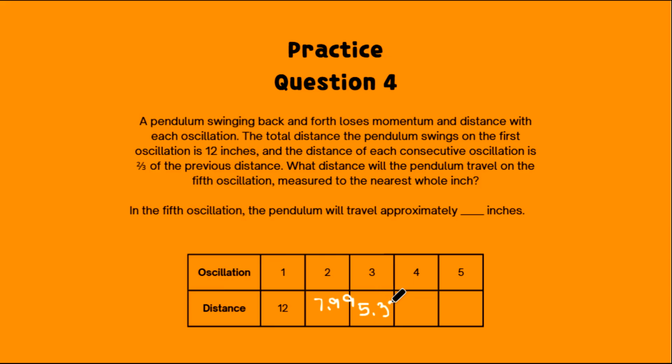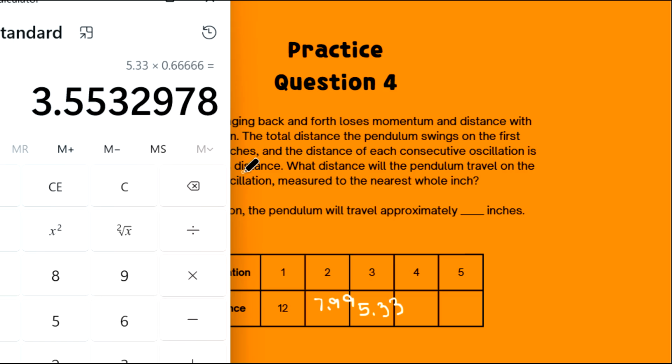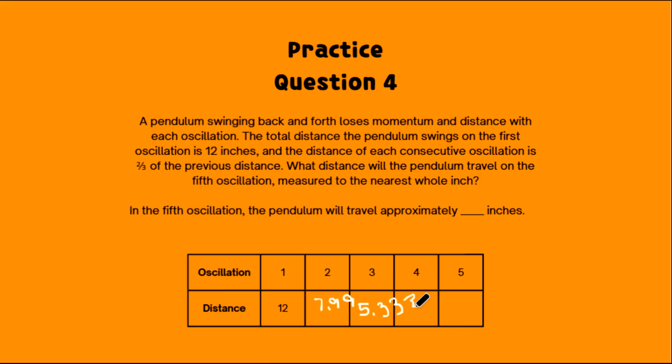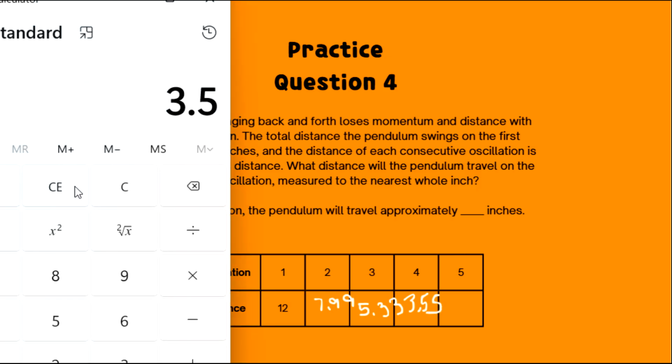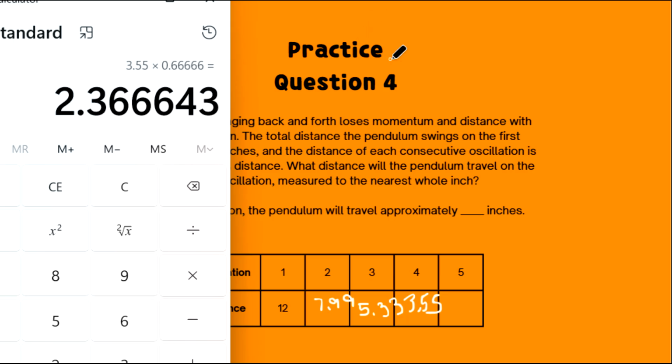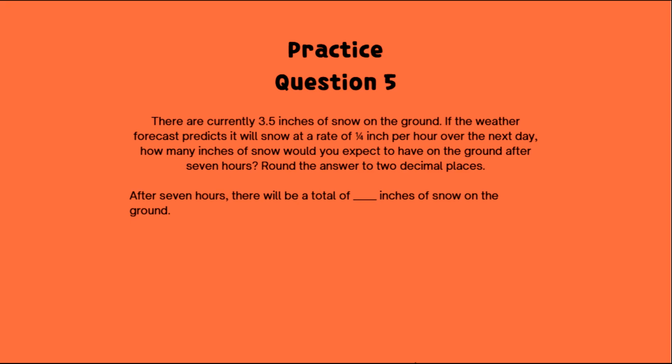5.33. We'll use math rules and round up there. Okay, we're going to take 5.33 and times it by 0.666666. It's going to give us 3.55. And now we just need to do it one more time. 3.55 times 0.666666 is going to give us 2.37. But we want the whole inch, so 2 inches.